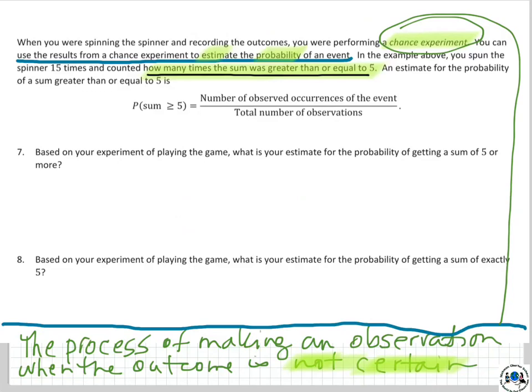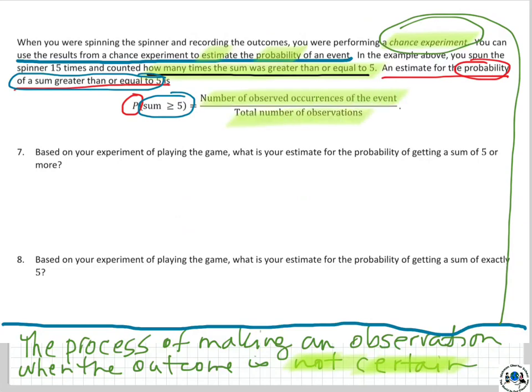In the example above, you spun the spinner 15 times and counted how many times the sum was greater than or equal to 5. So an estimate for the probability of a sum greater than or equal to 5 is right down here, and they lay it out. This P is the probability, and then what is in the parentheses, sum greater than or equal to 5, is exactly what it says. That equals the number of observed occurrences of the event, which very simply means the number of times you spun 5 or greater, over the total number of observations, and in our case that was 15.